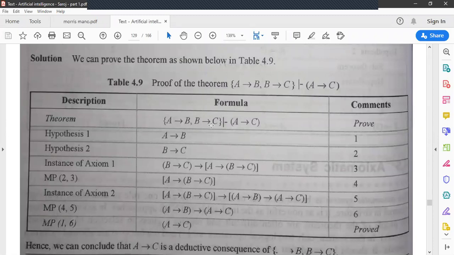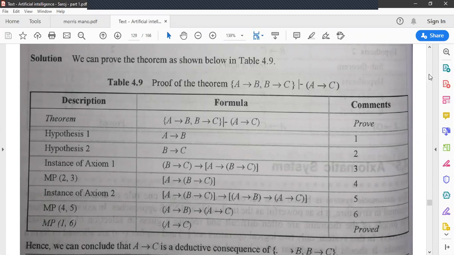So when you start this, A implies B and B implies C. So hypothesis 1, you are considering A implies B is true, and means you are splitting it. You are breaking it down into 2 subformulas. So A implies B and B implies C, and you are giving them numbers as 1 and 2. And then you are applying axiom 1 on this.